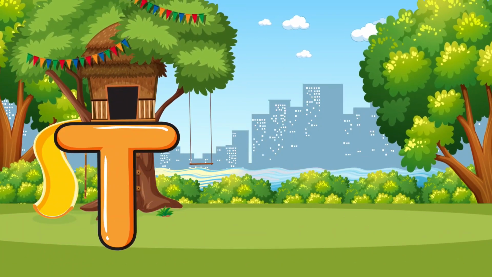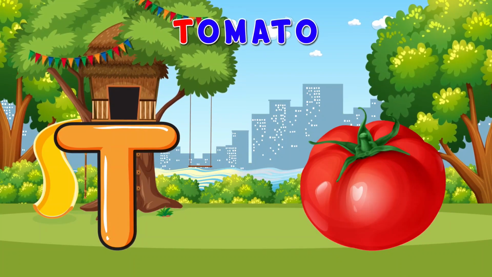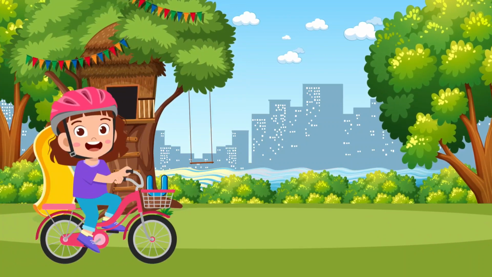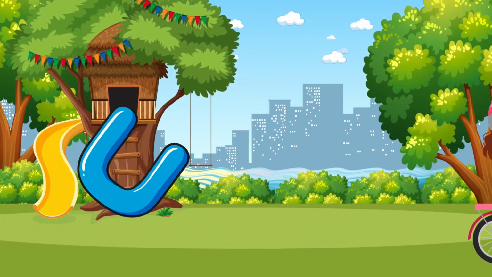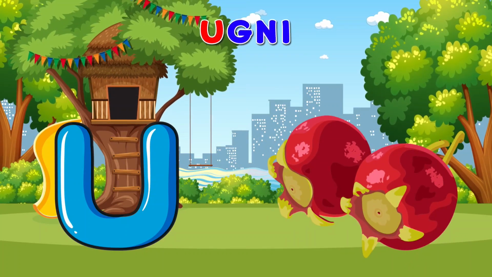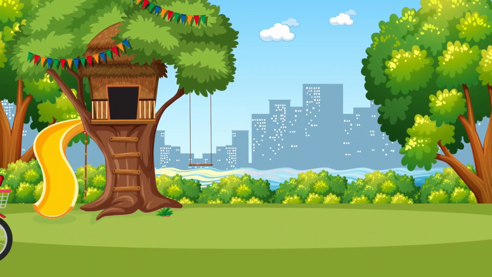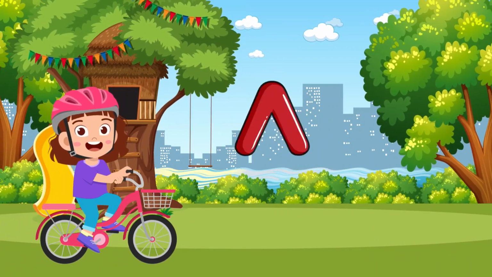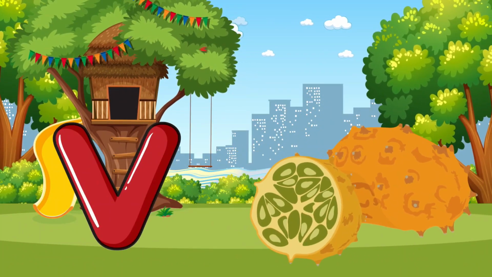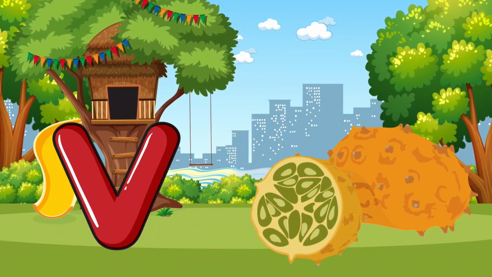T is for tomato. U is for Agni. V is for Volvenga.